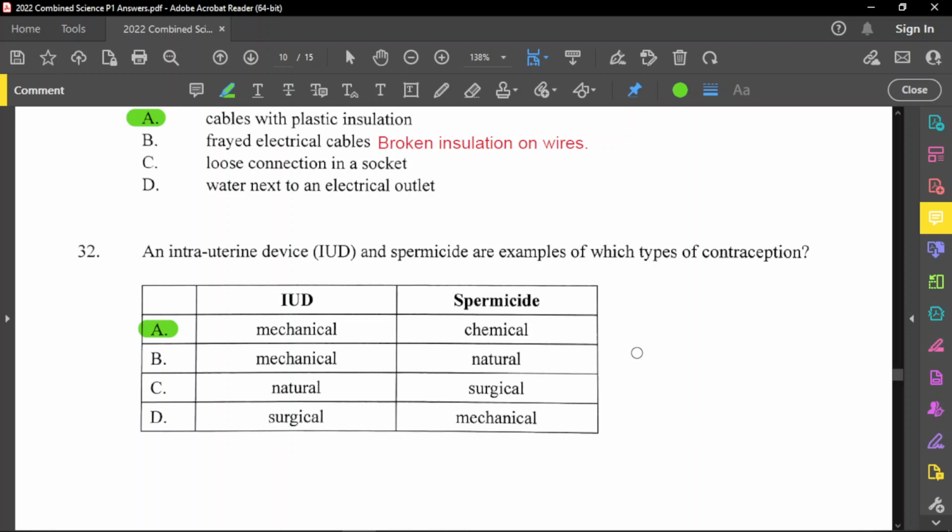32. An intrauterine device, which is an IUD, and spermicide are examples of which type of contraception? An IUD is a mechanical thing, a physical instrument they put up into the uterus, as the name suggests: intrauterine, which is in the uterus. It is a mechanical device. Spermicide is generally a cream, though spermicides could also be pills, so it is chemical in nature. All right, let's jump into question 33.